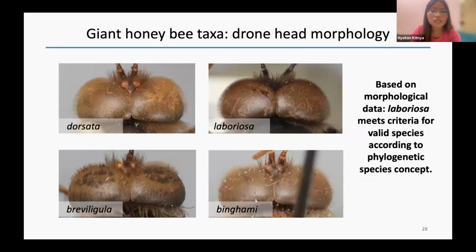If we again look at this particular character from this angle, we can clearly see that in Apis laboriosa, it is barely visible and does not extend beyond the plane of the compound eye. On the other hand, the ocelli in the 3 groups of the giant honeybees are prominently protruded. So based on these morphological characters, laboriosa meets the criteria of a valid species.